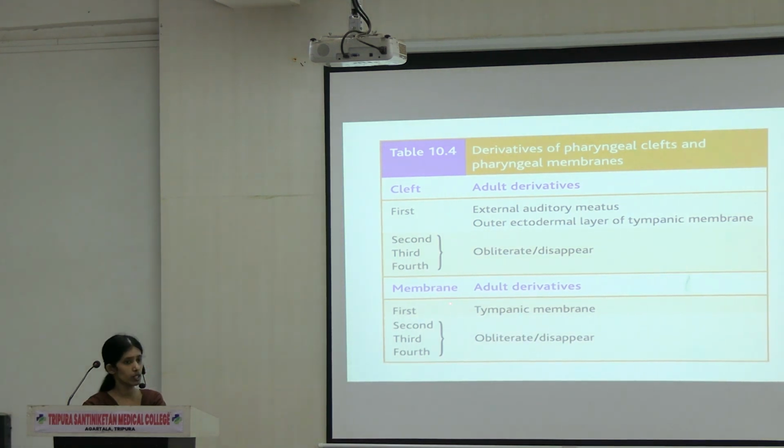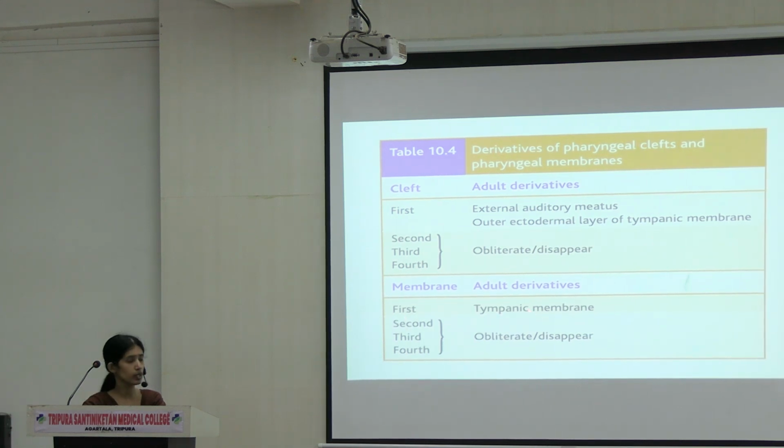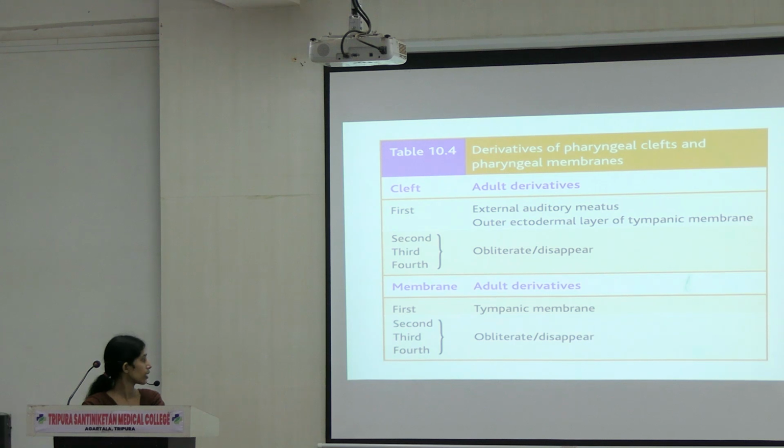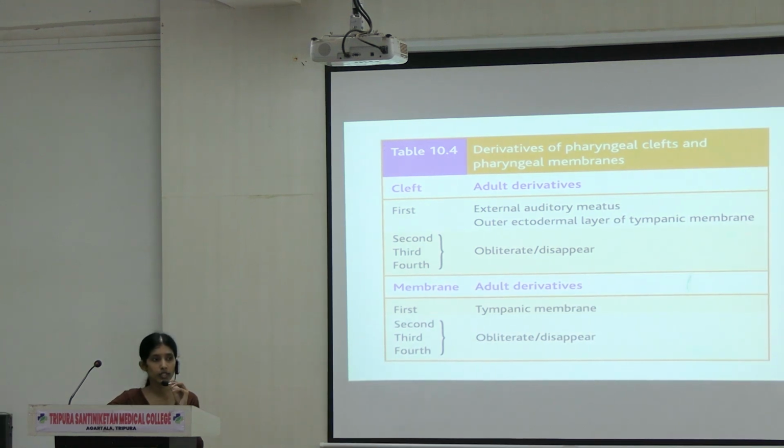Next is pharyngeal membrane. The first pharyngeal membrane will give rise to tympanic membrane, whereas the second, third and fourth pharyngeal membrane will also disappear. All about the development of your pharyngeal apparatus.